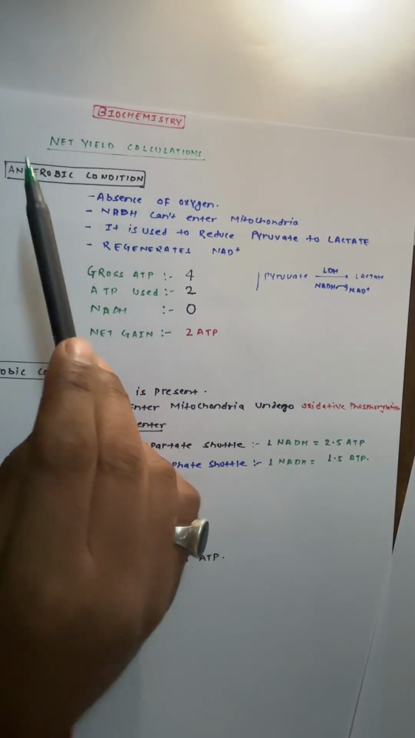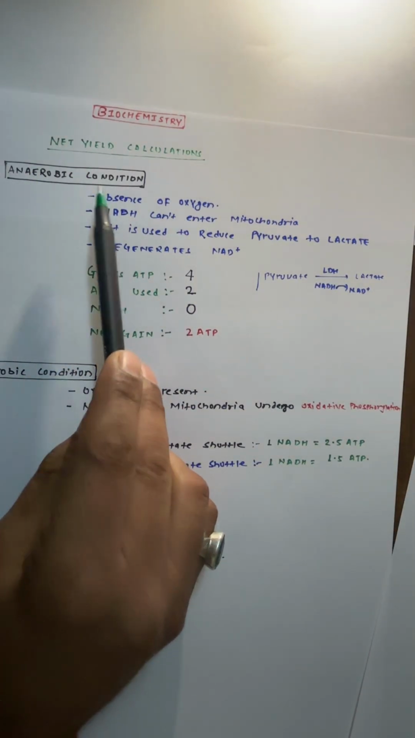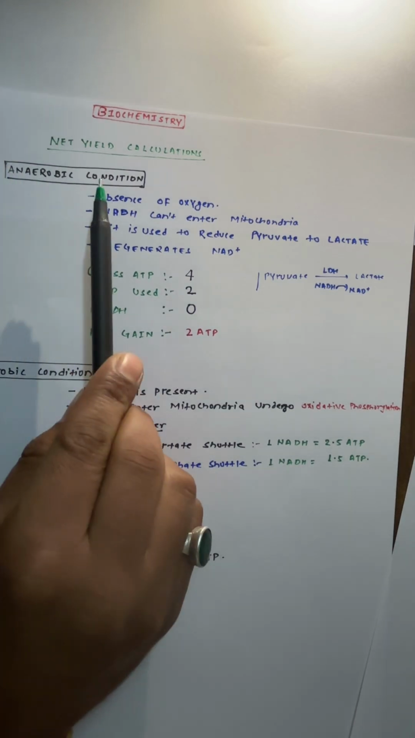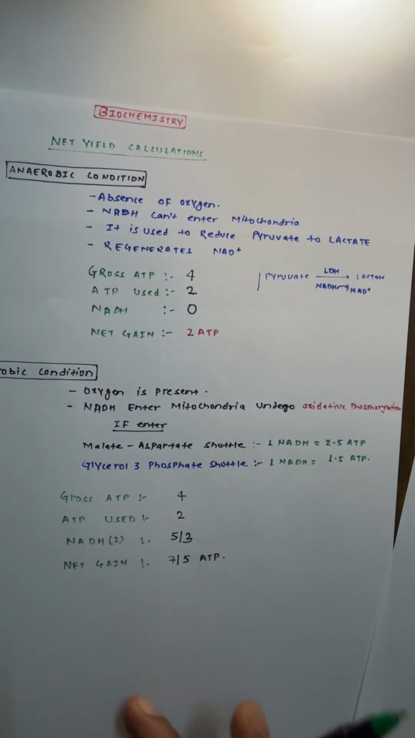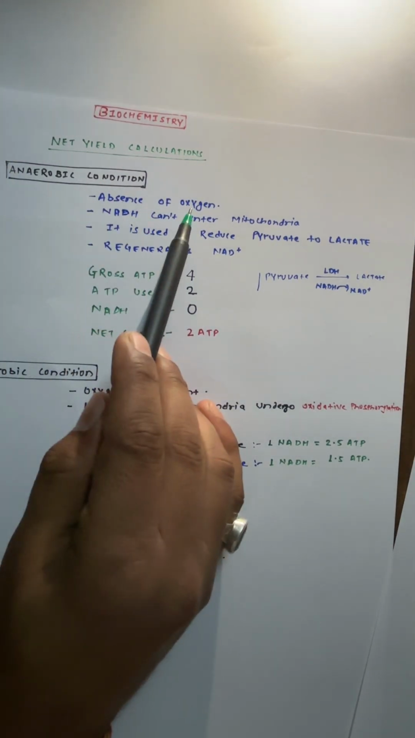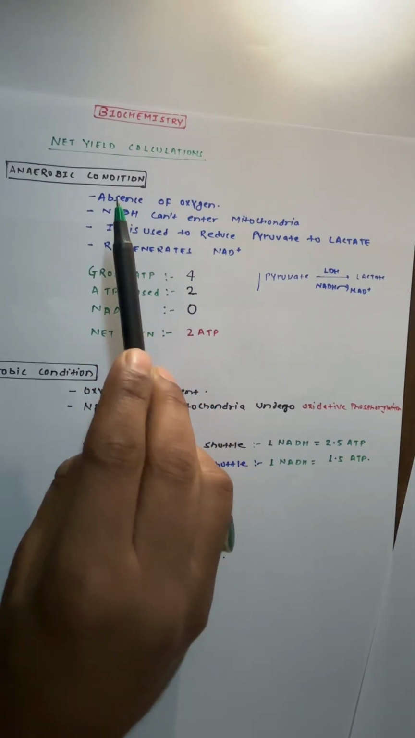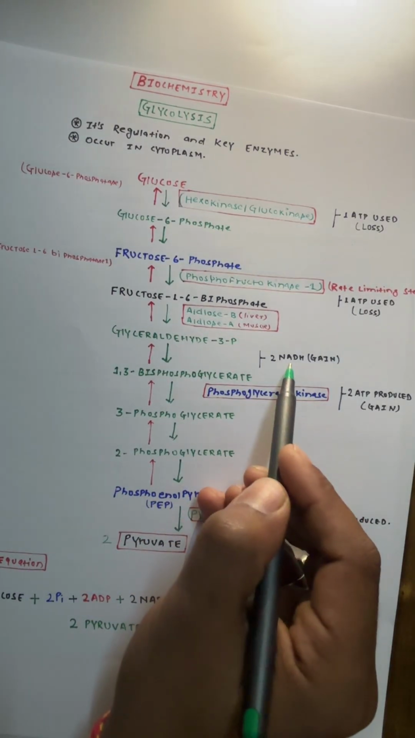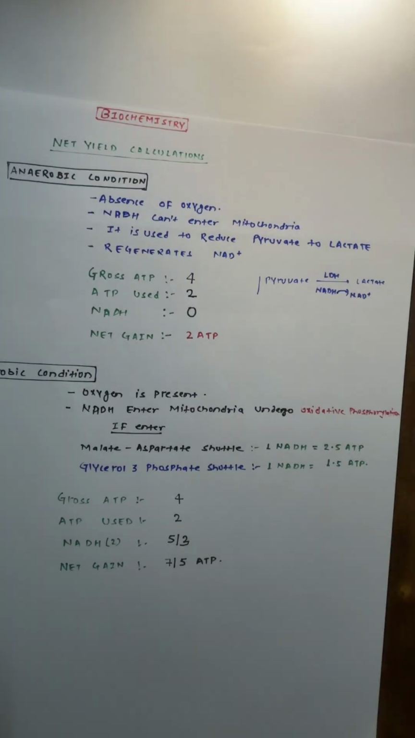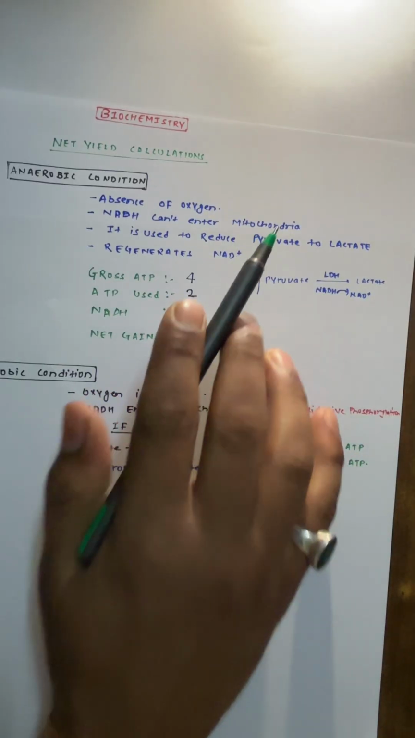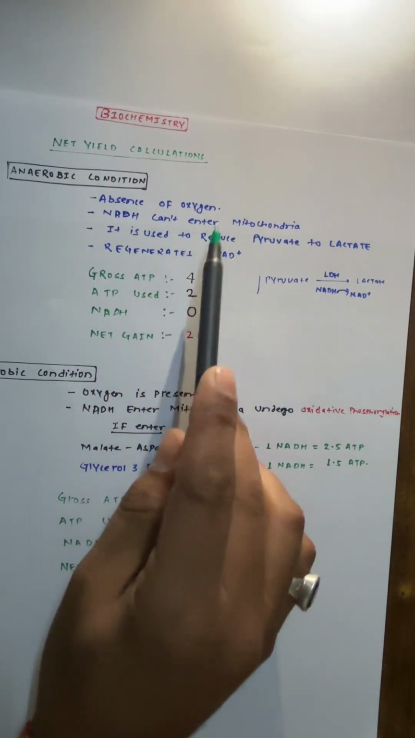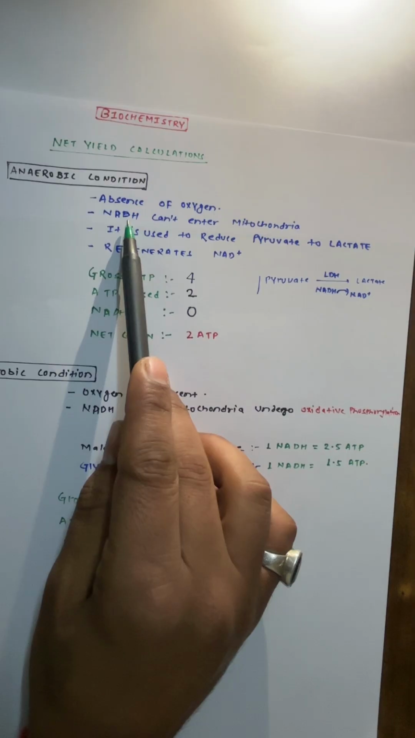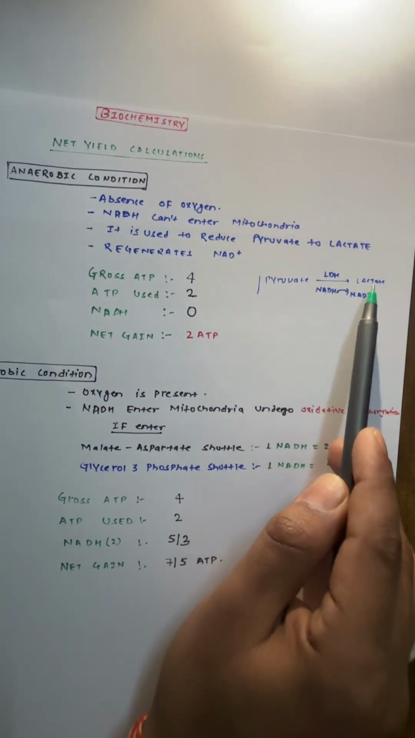Glycolysis can occur in aerobic conditions or anaerobic conditions. In anaerobic conditions there will be absence of oxygen. When there is absence of oxygen, the NADH produced over here can't enter the mitochondria. If NADH can't enter the mitochondria, then it will not get converted into ATP. So now this NADH will be used to reduce pyruvate to lactate.